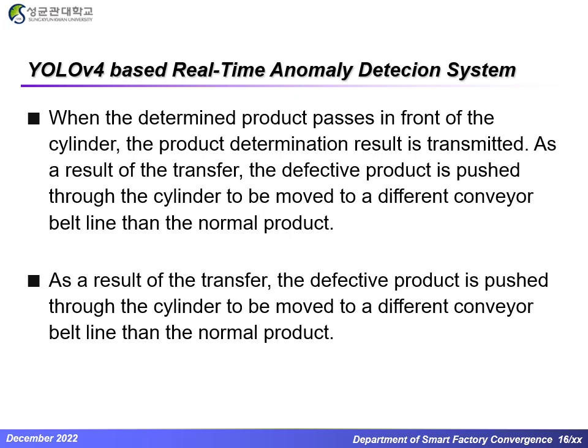Since the discharge cylinder only moves according to the electrical signal of the program, after storing the determination result in the edge computer's determination program, when the determined product passes in front of the cylinder, the product determination result is transmitted. As a result of the transfer, the defective product is pushed by the cylinder to be moved to a different conveyor belt line than the normal product. To prevent damage to other normal or defective products in the process of pushing the product, a sponge is attached to the cylinder to alleviate the impact when the cylinder and product collide.